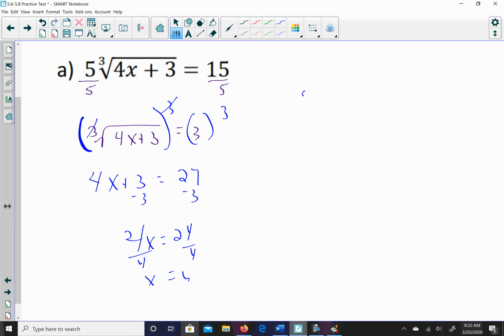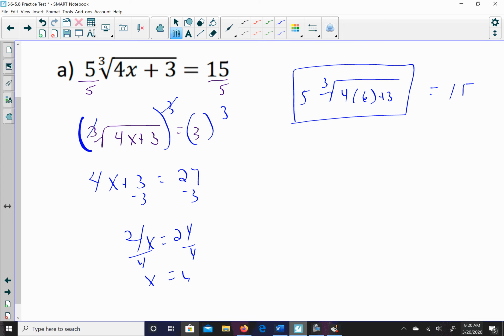To check it, I would put this all back in my calculator in one step and do 4 times 6 plus 3 and see if it does equal 15. And it does equal 15. So this is my solution. X is equal to 6.